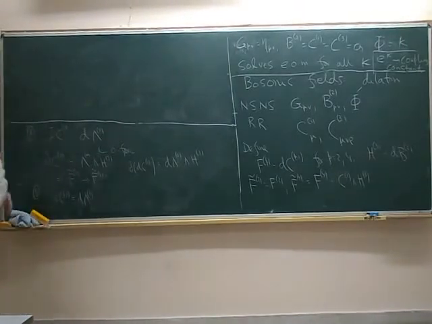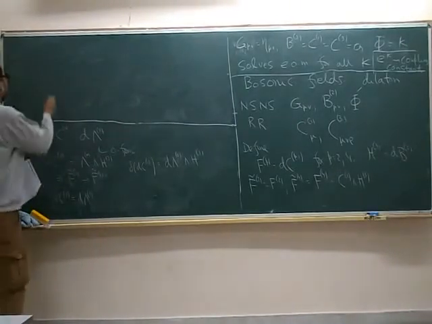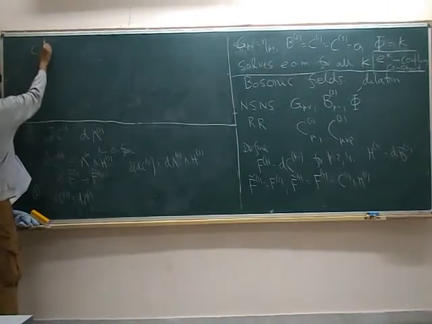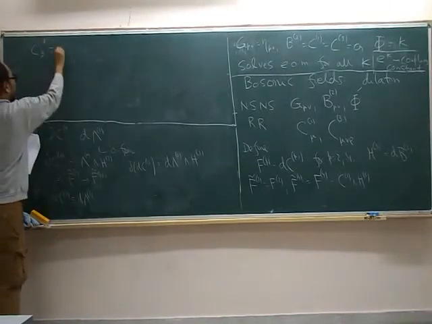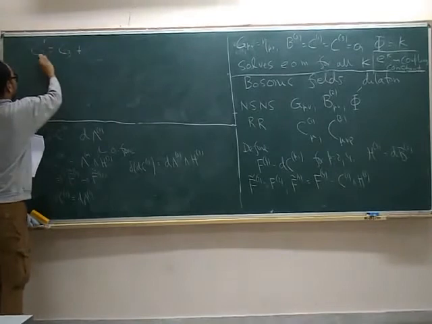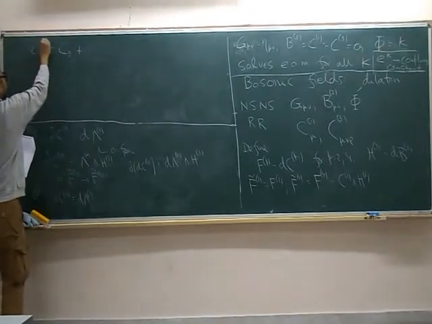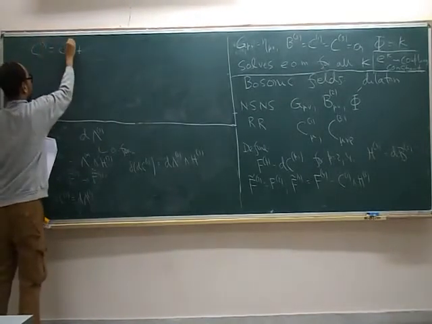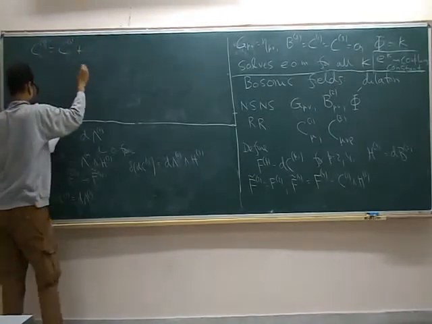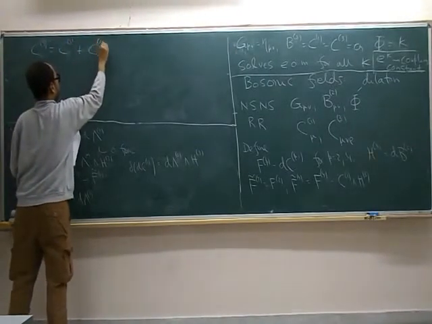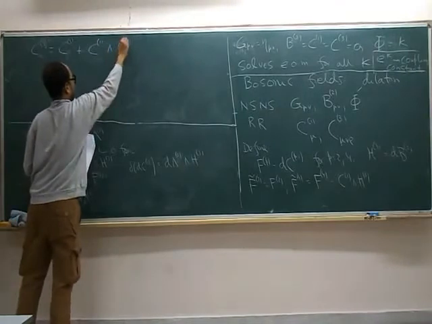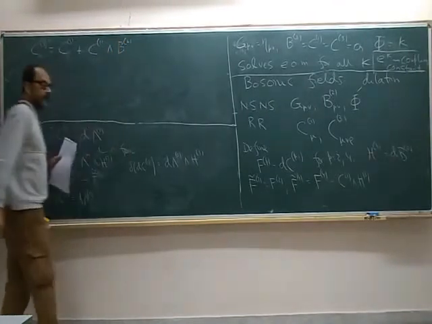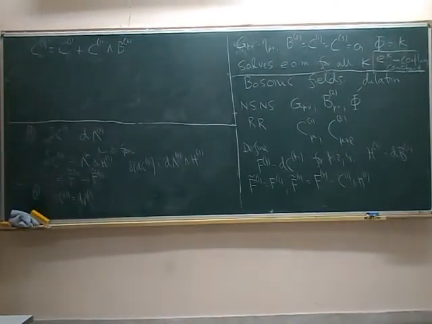It turns out that is possible by defining C3 prime as C3 plus C1 wedge B2. Suppose you define it this way. Okay?